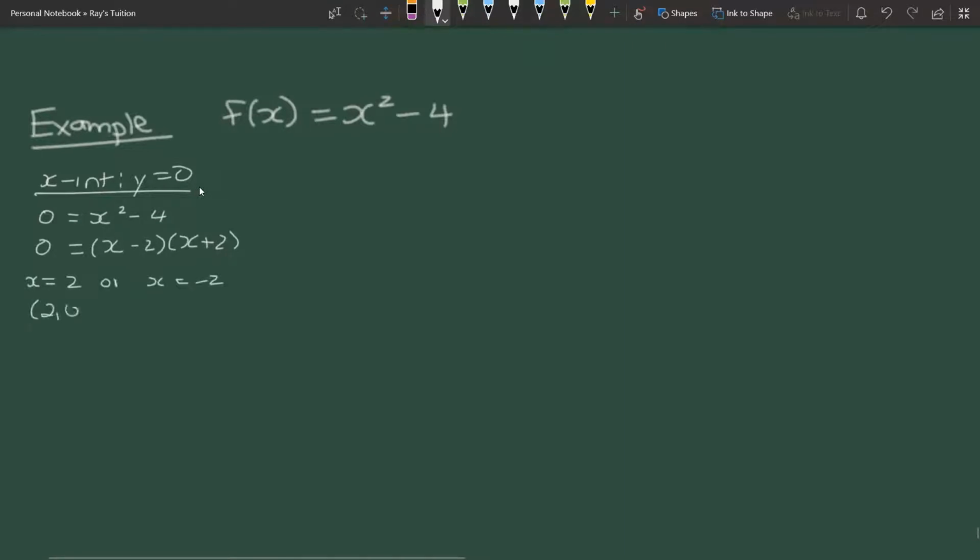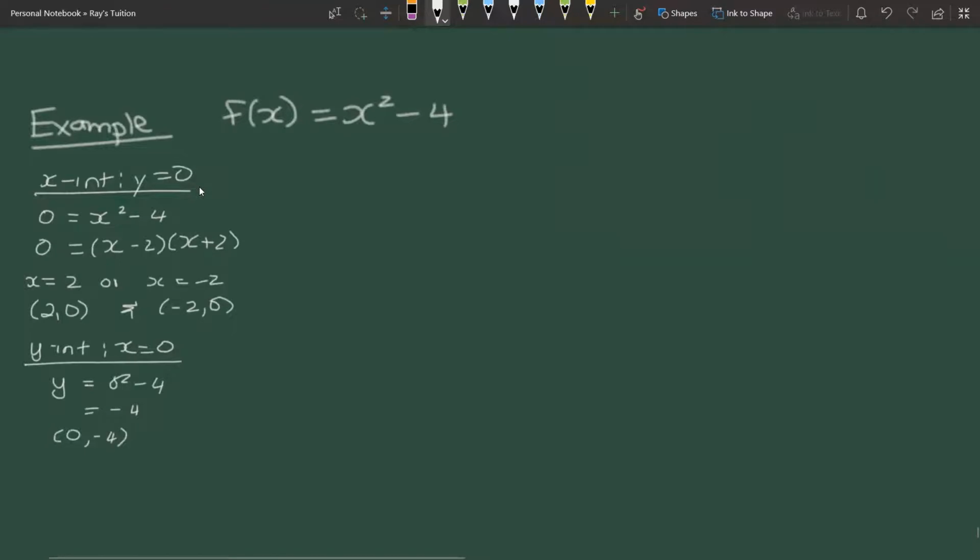So (2; 0) and (-2; 0) are our x-intercepts. To get our y-intercept, we make x equal to 0. So our y-intercept is 0 squared minus 4, which is just minus 4.